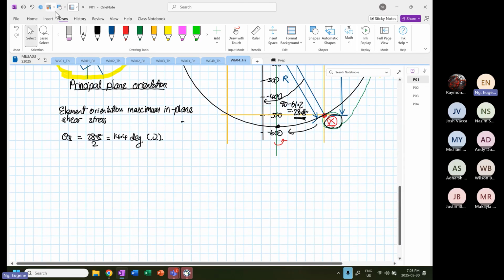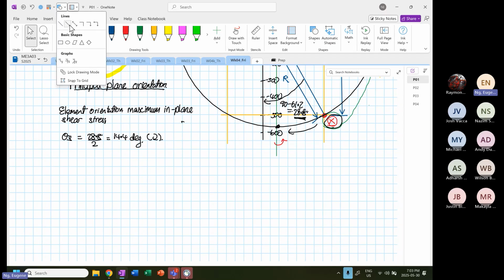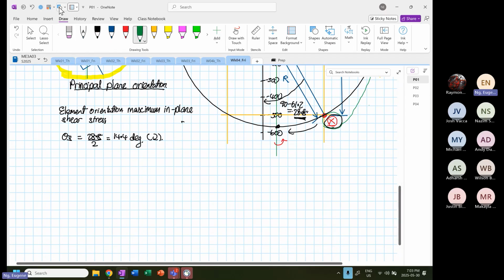So like what we had before, same thing. So I'm going to draw our original axis. Okay, so this is our x-axis, and then we have our y-axis. And then for this case, our element is going to rotate by 14.4 degrees clockwise. So I'm going to sketch a clockwise angle of 14.4.